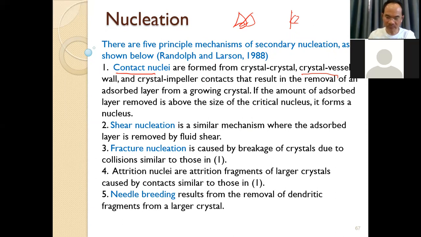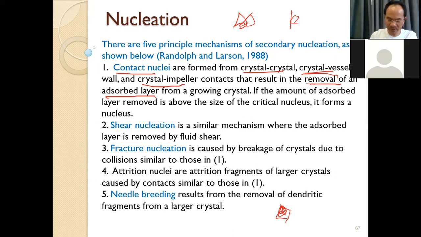For the breakage, and for this contact, we have some solute attached on the surface of the crystal at the interstep. This contact, crystal-crystal, crystal-vessel, crystal-impeller contact, may remove the adsorbed layer. We can remove this. That's right. If this layer is removed, and also this layer is growing into the crystal, and increases inside, we also get a new crystal in that case.